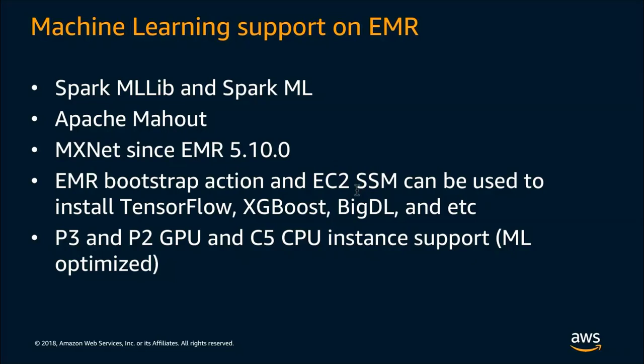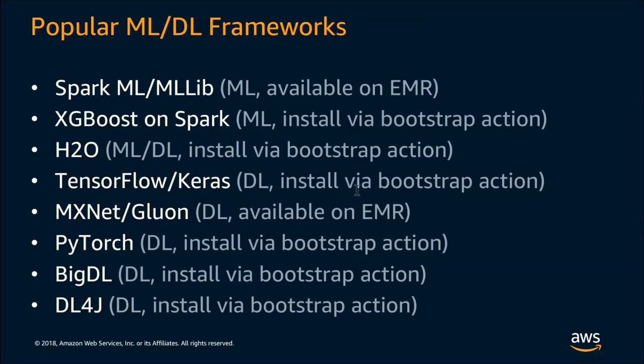So for other machine learning frameworks not available on EMR, such as TensorFlow, PyTorch, XGBoost, and BigDL, you can use EMR Bootstrap Action or the EC2 Systems Manager to install those on EMR. And EMR supports the P3 and P2 GPU instances and the C5 CPU instances for machine learning and deep learning acceleration. Here is a select list of popular machine learning and deep learning frameworks. SparkML and MXNet are available natively on EMR. The rest can be installed using EMR Bootstrap Action or the EC2 Systems Manager.